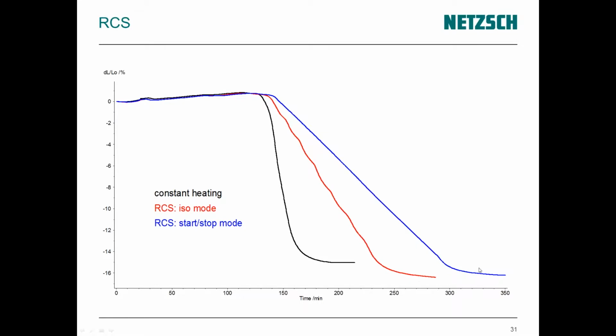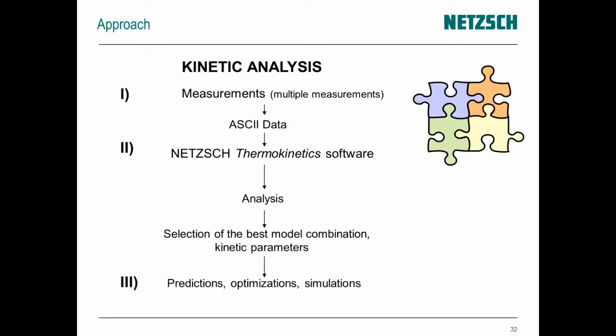the start-stop mode. There's another approach to sintering optimization, and this is the kinetic analysis. So here, in the first step, you perform several measurements, you export the data and go to the thermokinetic software and perform an analysis so that you find a model that describes the sintering curves you have measured before. And using this model you can then go on and make some predictions, optimizations or simulations.